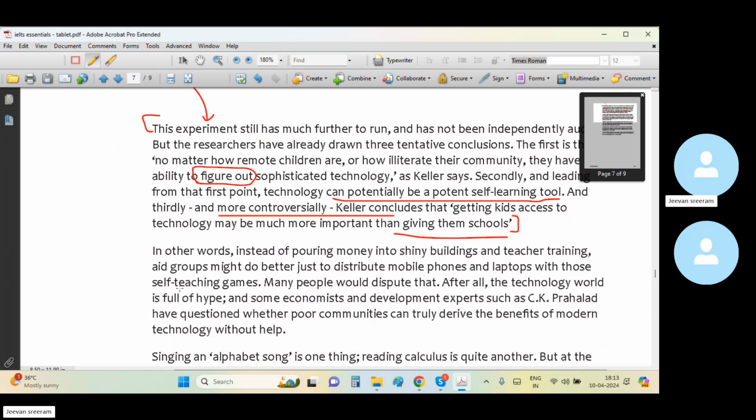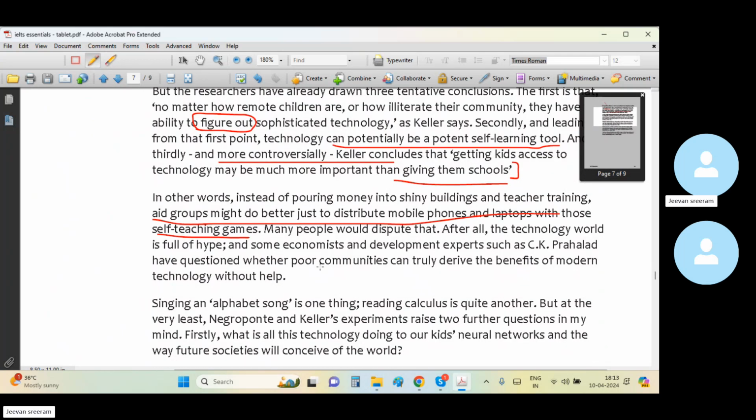Many people dispute it, yes. After all, the technology world is full of hype. Some economists and development experts, Prahalad, have questioned whether poor communities can truly derive the benefits of modern technology without help. Right.